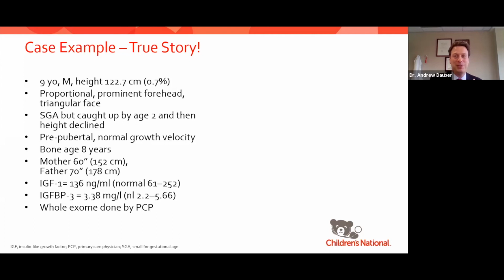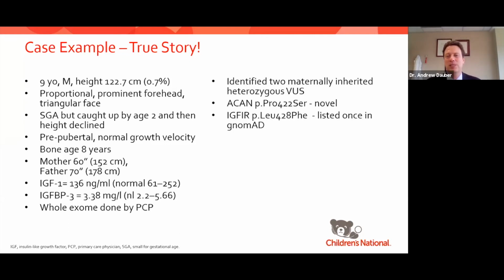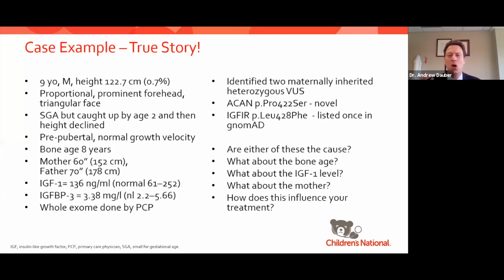So this is going to happen to you, right? And this is what the report said. The report said that there were 2 maternally inherited heterozygous variants of uncertain significance. Clinical correlation requested. Basically, you decide what they are. And one of them was a novel missense mutation in the Aggrecan gene, and one was a missense mutation in the IGF-1 receptor, which was present in like 1 out of a few 100,000 people. So are either of these the cause? I don't know. I mean, there's really no way to know right now.